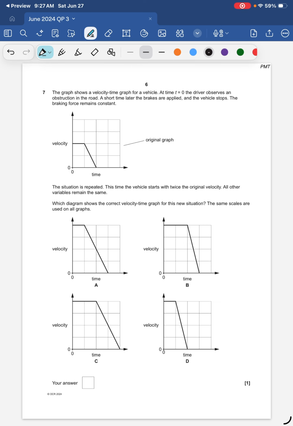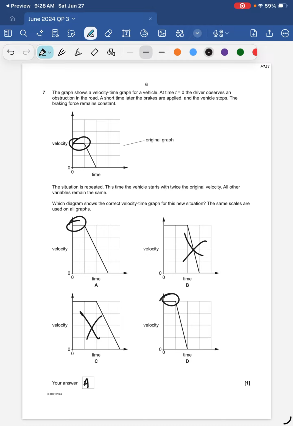Since the velocity is twice the initial velocity, all graphs are fine in terms of that. Then the reaction time is the same, so immediately eliminate options C and B, because only A and D work. And then we need the slope to be the same because the braking force is the same, so the deceleration is the same. So the only one that works is A.